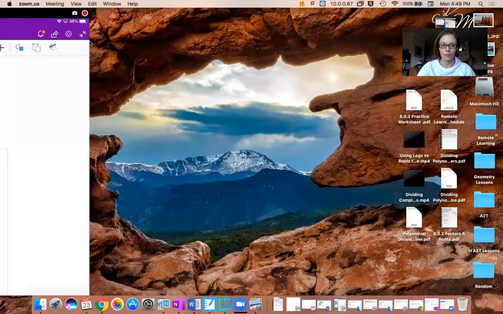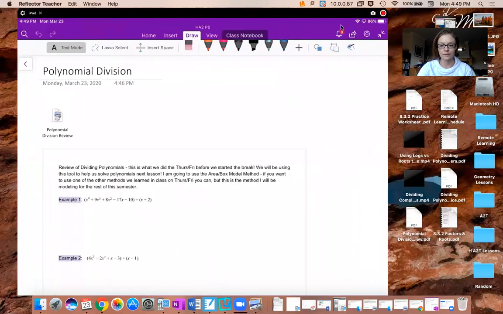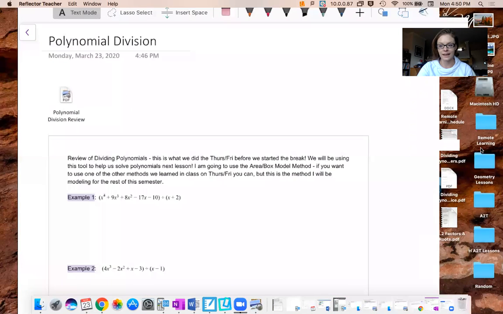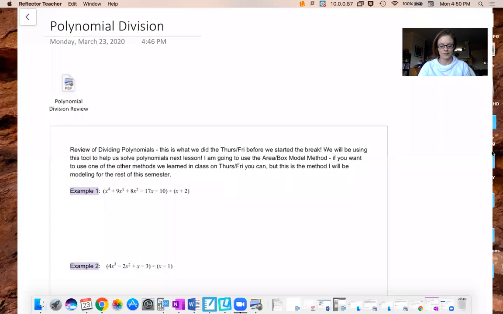During that class, I taught you 3 different methods, and I'm just going to be using the area box model to do these problems, and that's what I'm going to model for the rest of the semester. But if you like one of the other ones better, feel free to do that. I'm just going to share my screen and walk through 4 problems with you. Your homework again is just practice of the complex number dividing and these polynomial dividing, okay?